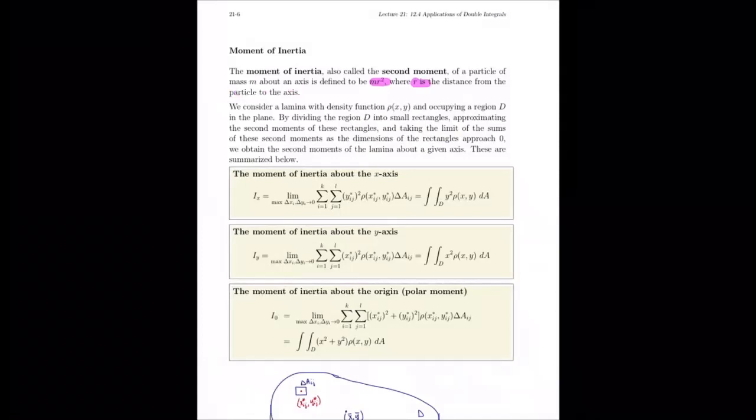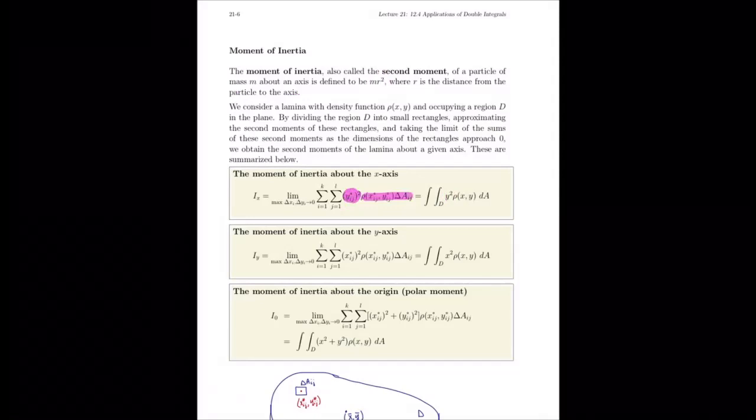If that were the x-axis, then it would be a distance y from the x-axis, above or below it. That's why this y shows up. It's squared, so that's why it's y squared in both cases. And again, this is all the subdivision and the double sum of all these subrectangles with the m times r squared formula. This is playing the role of r squared.